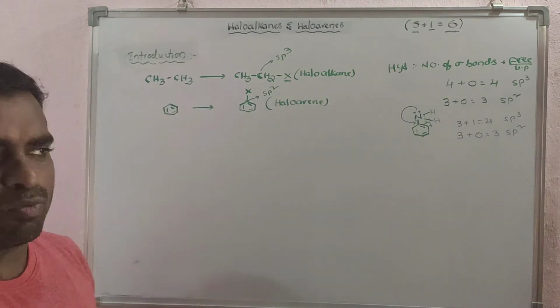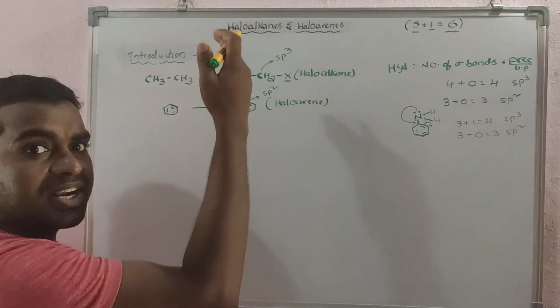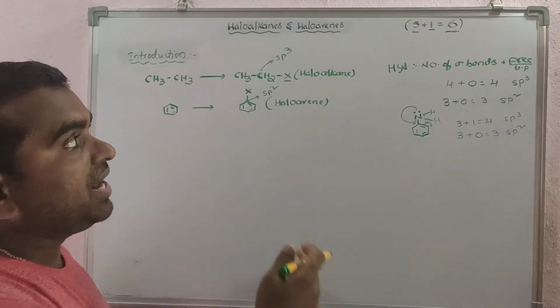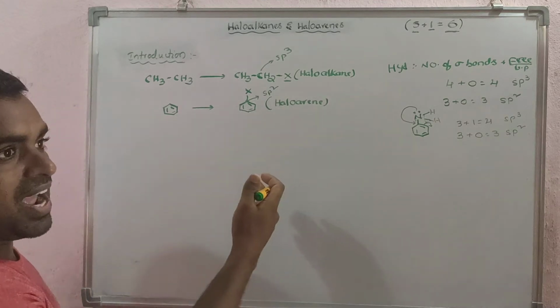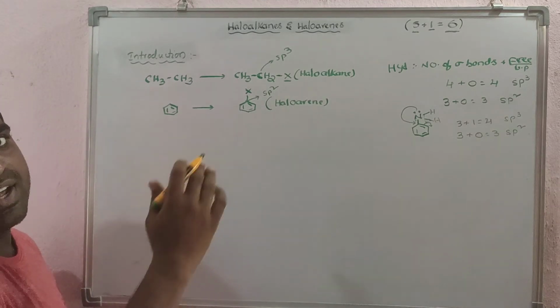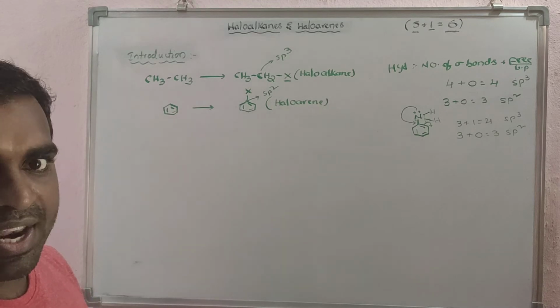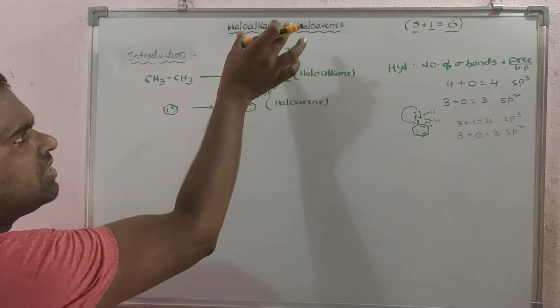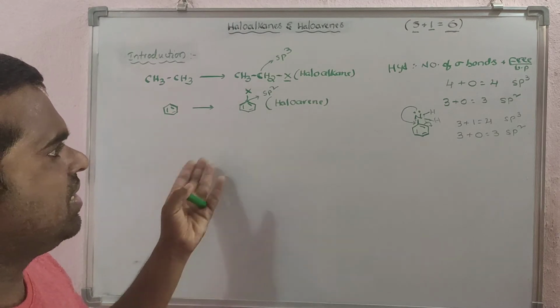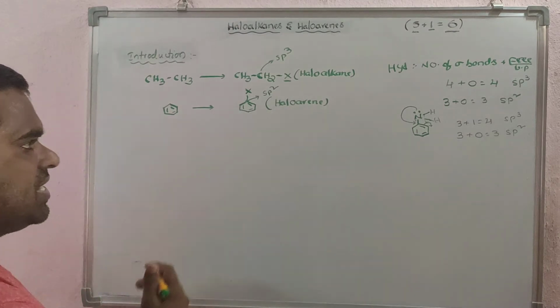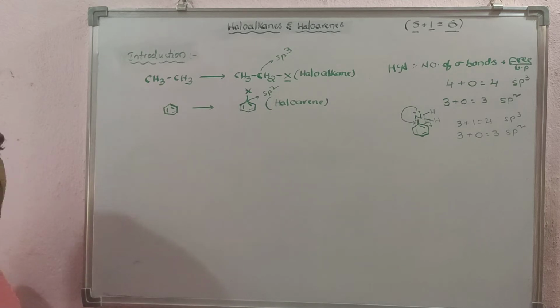Why do we have to study these haloalkanes and haloarenes? Because these halogenated compounds have a wide range of applications in industries as well as in our day to day life. So that's why these compounds are of great importance, and I will tell some examples, then you can easily understand the applications of these compounds.